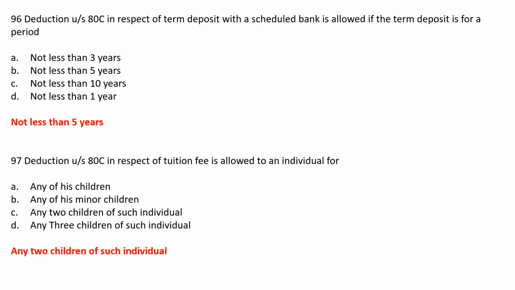Next MCQ number 97. Deduction under 80C in respect of tuition fee is allowed to an individual for: option A, any of his children; option B, any of his minor children; option C, any 2 children of such individual; option D, any 3 children of such individual. The correct answer is option C, any 2 children of such individual. So deduction under section 80C in respect of tuition fees is allowed for an individual for any of his 2 children. They can avail the deduction under 80C for the tuition fees.